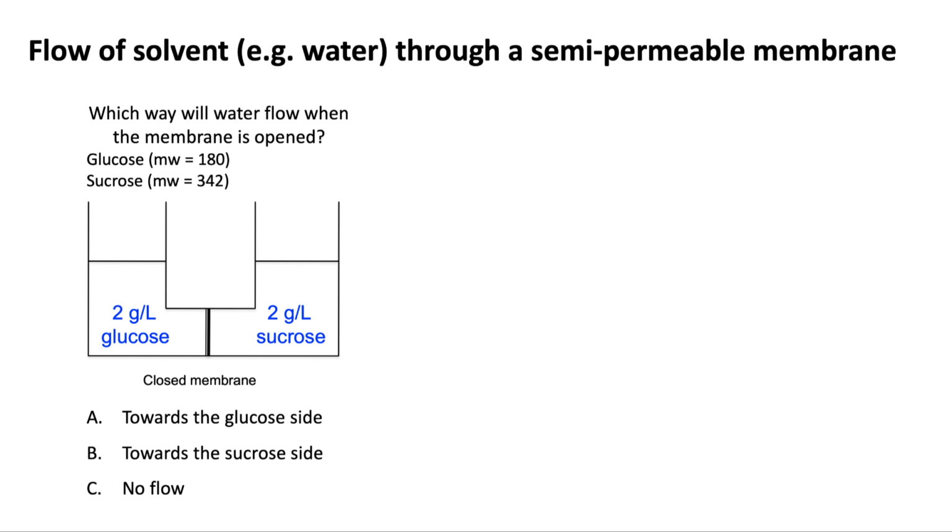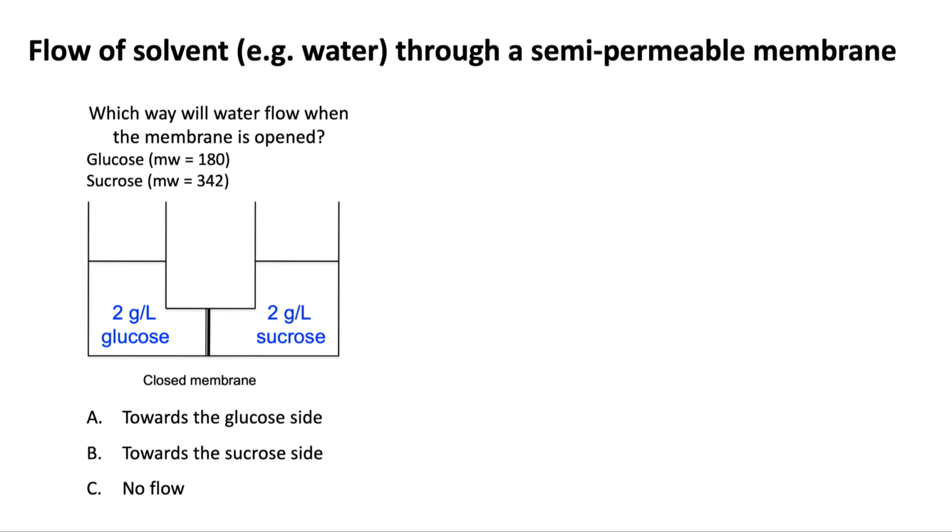Now, let's see what happens when we change this question slightly. It is the same setup with the same glucose and the same sucrose, but now what's different is I'm telling you the concentrations are different. On the left are 2 grams per liter of glucose compared to the right where we have 2 grams per liter of sucrose. Now we want to know the same question. When we open up the dam, which way will the fluid move, or will there be no movement at all?